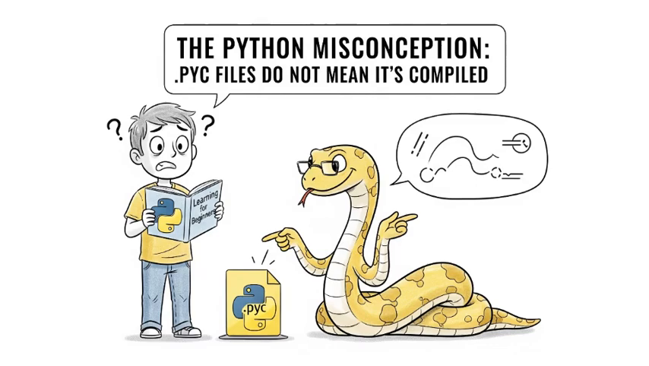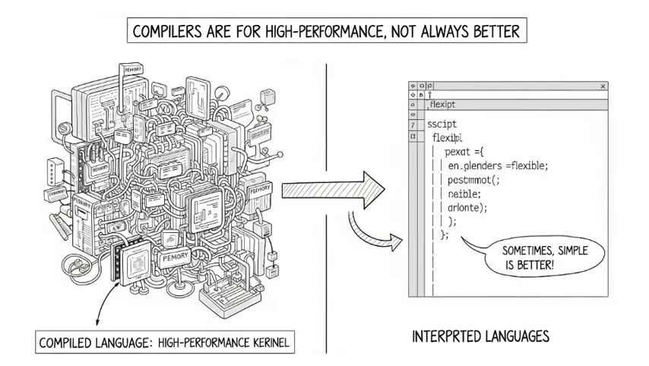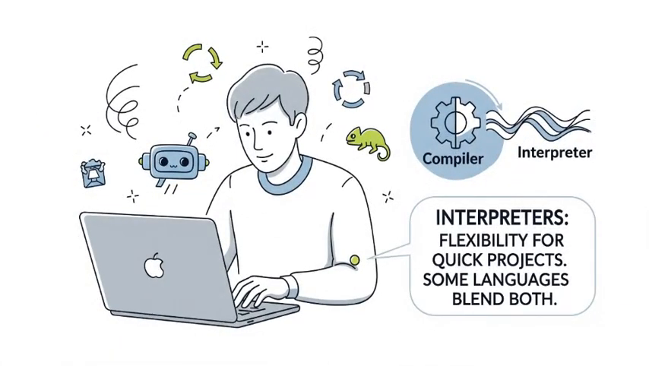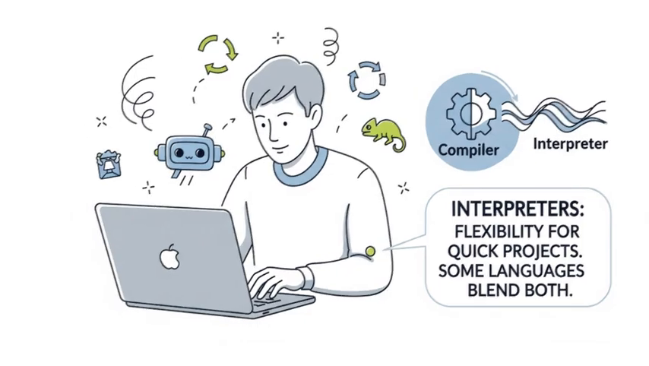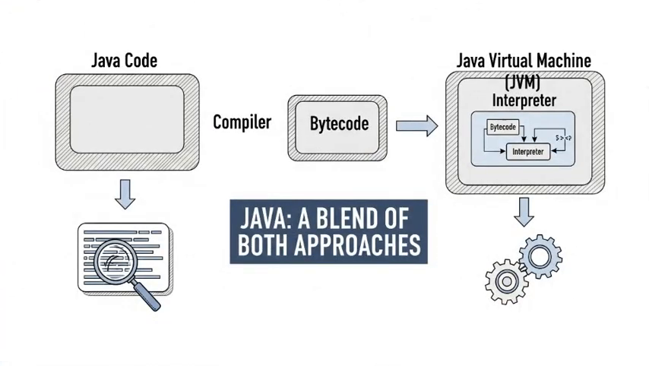Beginners often get tripped up here. For example, many think Python is a compiled language just because it produces .pyc files, but that's not true. Python is still an interpreted language. Others assume compiled automatically means better. That's not true either. If you're writing an operating system kernel, yes, you need the raw performance of a compiler. But if you're just building a chatbot or testing ideas quickly, an interpreter gives you way more freedom. And here's another twist. Some languages actually blend the two. Java, for example, compiles into bytecode, then uses the Java virtual machine to interpret it. That way, you get some of the benefits of both approaches.